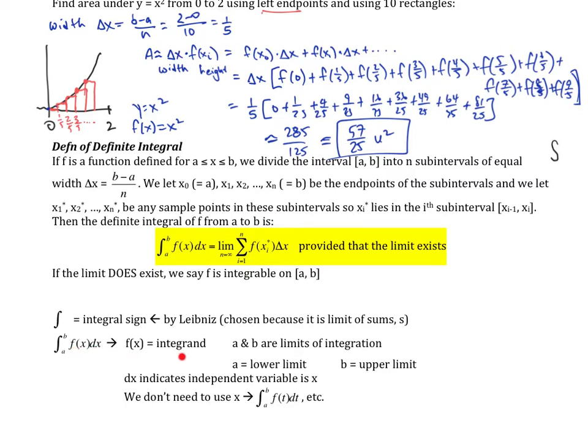f of x is called the integrand. a and b are the limits of integration. a would be the lower limit, b would be the upper limit. And then the dx indicates the independent variable is x. So I'm going to take the integral of f of x with respect to x, just like I took derivatives with respect to something. Here the integral is going to be with respect to something because I don't necessarily have to use x, I can use y. So we don't need to use x.